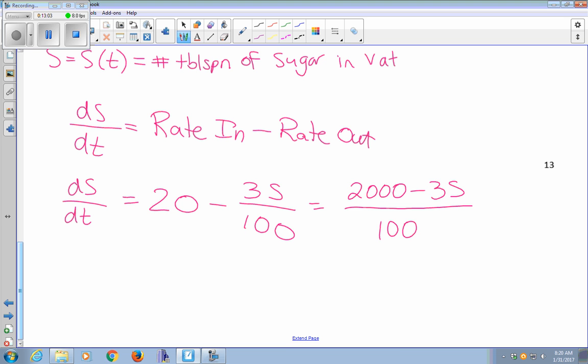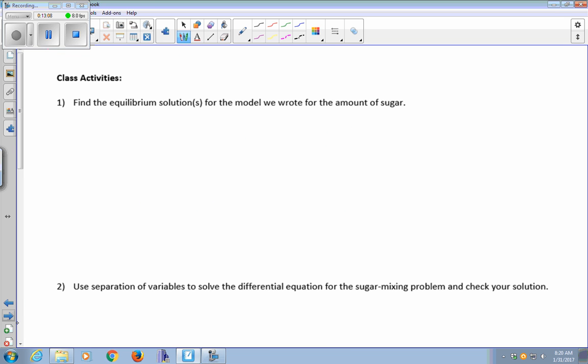All right, so that's it for the lecture part. Your first activity is to find equilibrium solutions. I just want to remind you from last class, those are places where S of t is constant, where the amount of sugar stops moving. And if the amount of sugar is constant, what is dS/dt? 0. So equilibrium solutions, you just take the derivative, which you have a formula for, and set it equal to 0. Right. And then step 2 is to solve the original differential equation using separation of variables, a new technique.